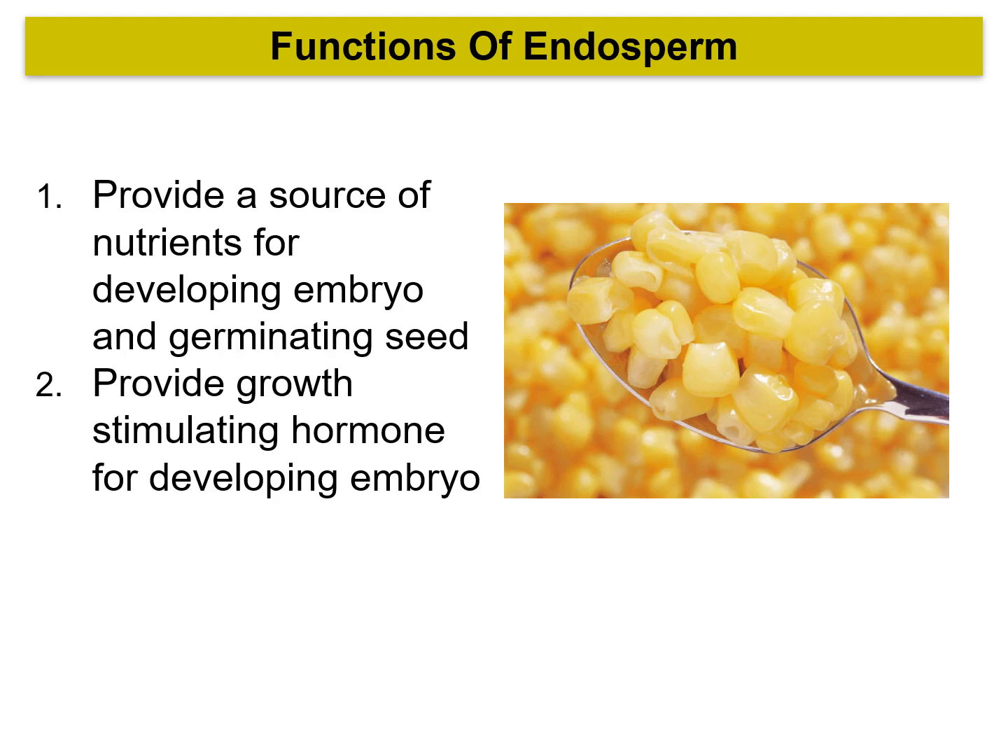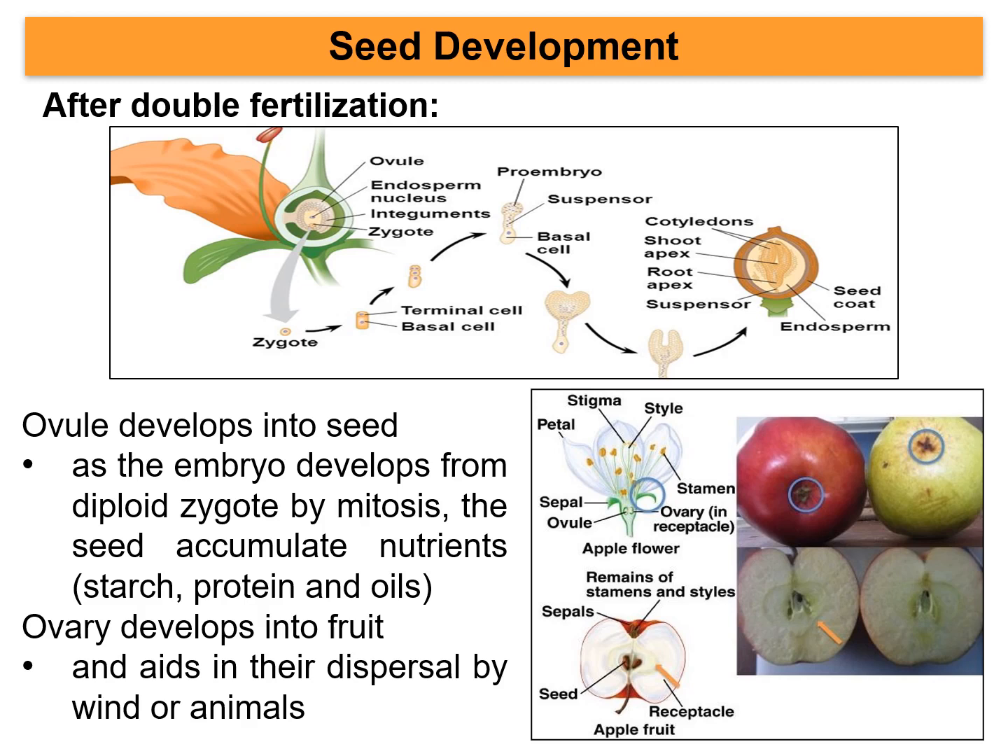Ini contoh ni, ini adalah kacangan corn. And provide growth stimulating hormone for developing embryo. Embryo ni dia akan membentuk biji benih ni, bila dia germinate, biji benih yang germinate tu, itulah embryonya yang akan germinate.